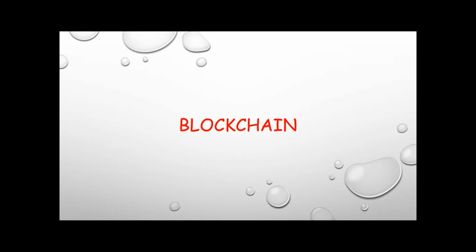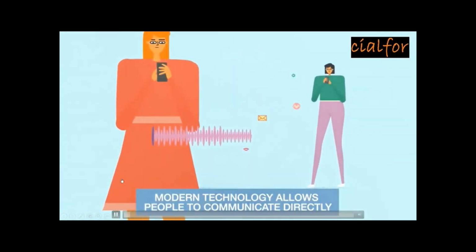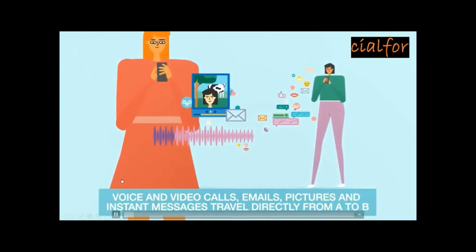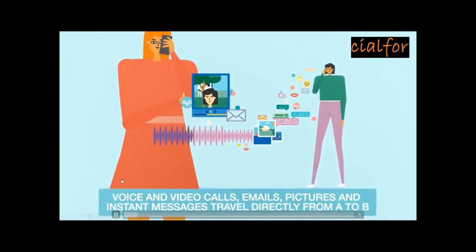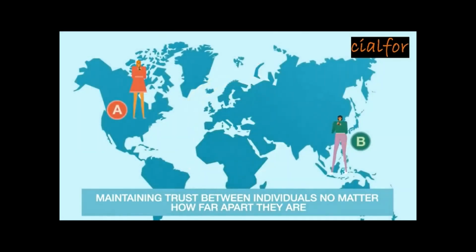Now, what is blockchain? Let's understand this with a video. Modern technology allows people to communicate directly. Voice and video calls, emails, pictures and instant messages travel directly from A to B, maintaining trust between individuals no matter how far apart they are.